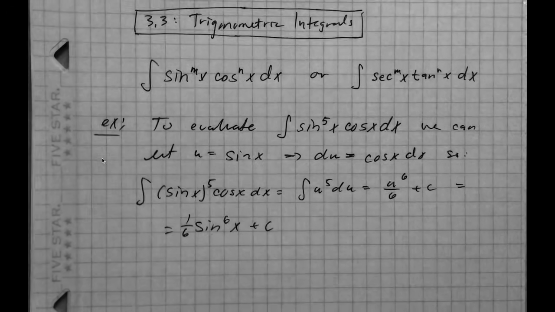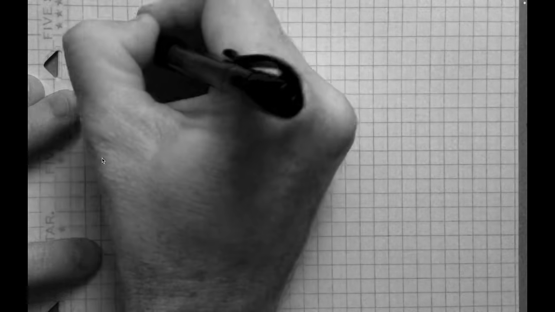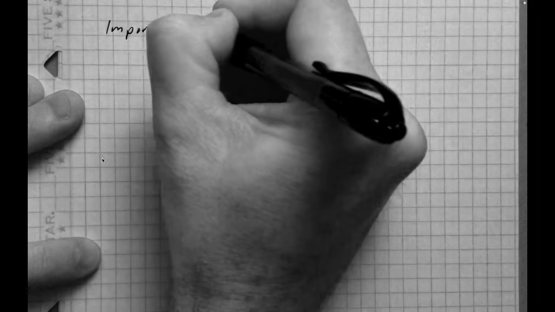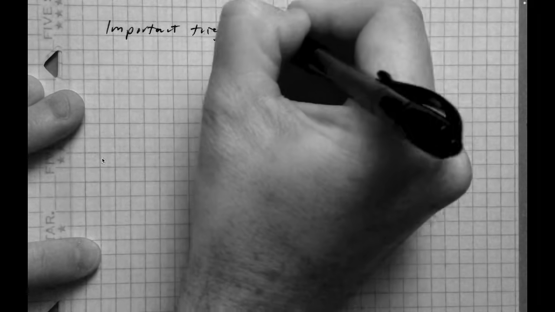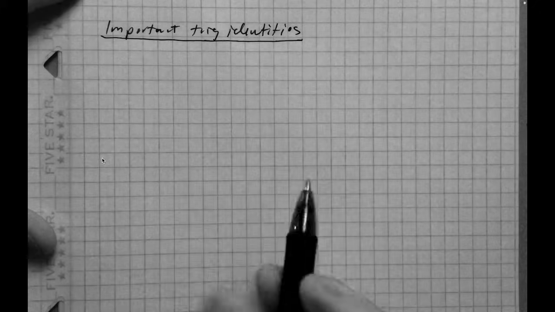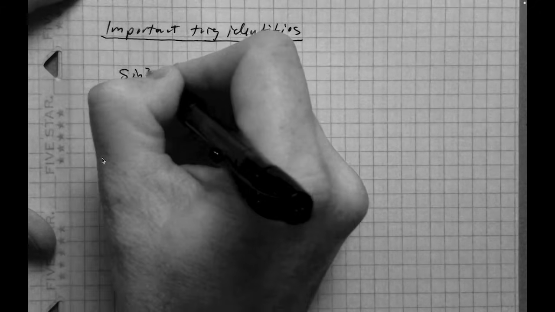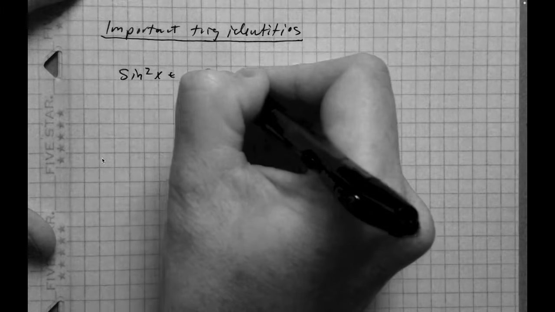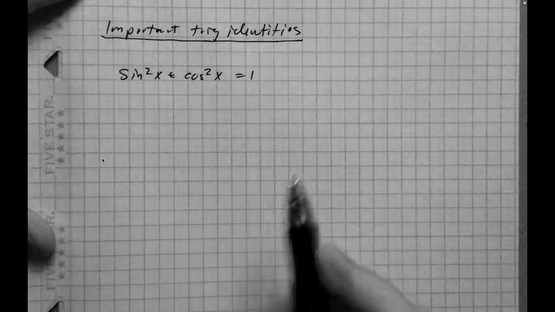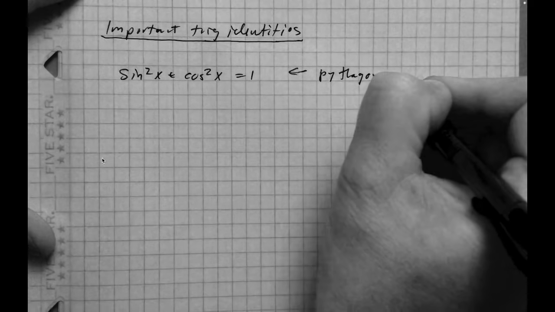So just a quick review. There's going to be a couple of trig identities that we'll need for this. I'll just write important trig identities. There's only a handful here. These are things you've definitely seen before, certainly if you took a pre-calculus or trigonometry course. The first one is just the Pythagorean identity, right? Sine squared x plus cosine squared x equals 1. That's the Pythagorean identity.